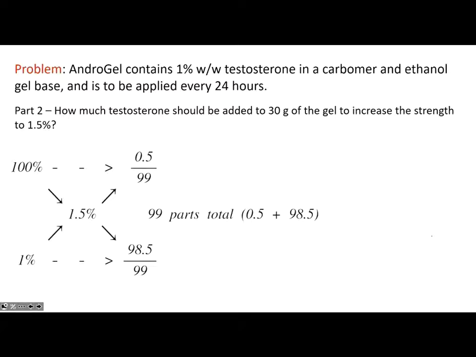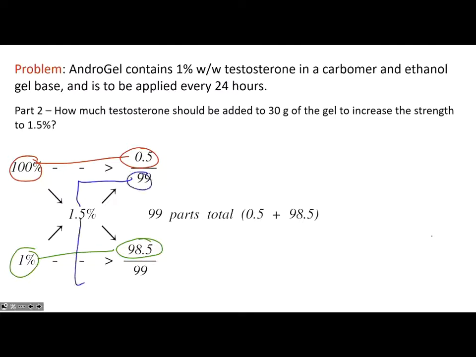Do our alligation. Let's cross subtract. Starting with 100 minus 1.5, working our way down, we get 98.5. Starting down below at the 1%, cross subtract with the 1.5% and you get 0.5. So I'll remind you, we've come up with parts. Of the 100% pure testosterone, we need 0.5 parts. Of the 1% gel that we're starting with, we need 98.5 parts. What is the sum of those two? What is 0.5 plus 98.5? 99. So of the 1.5% total, I need 99 parts. All right? We have set up our proportions.